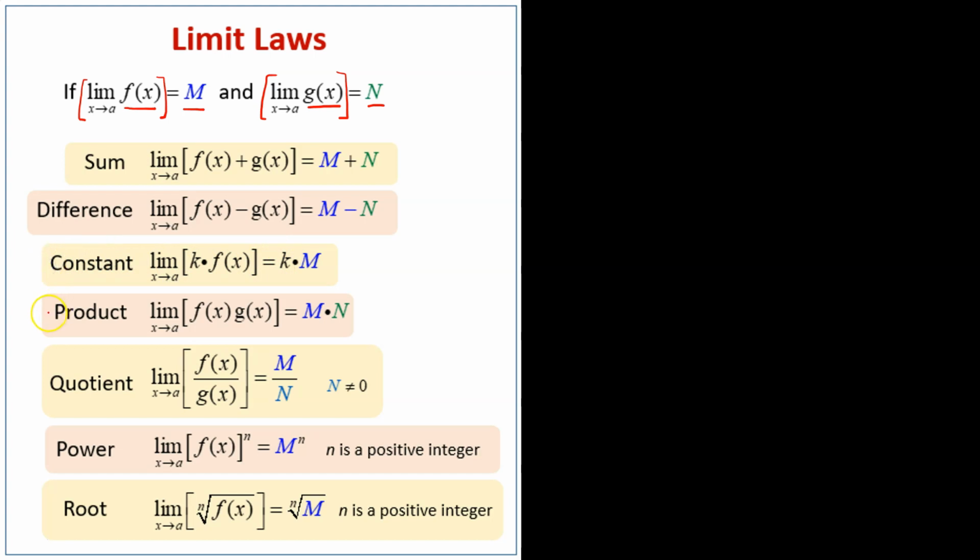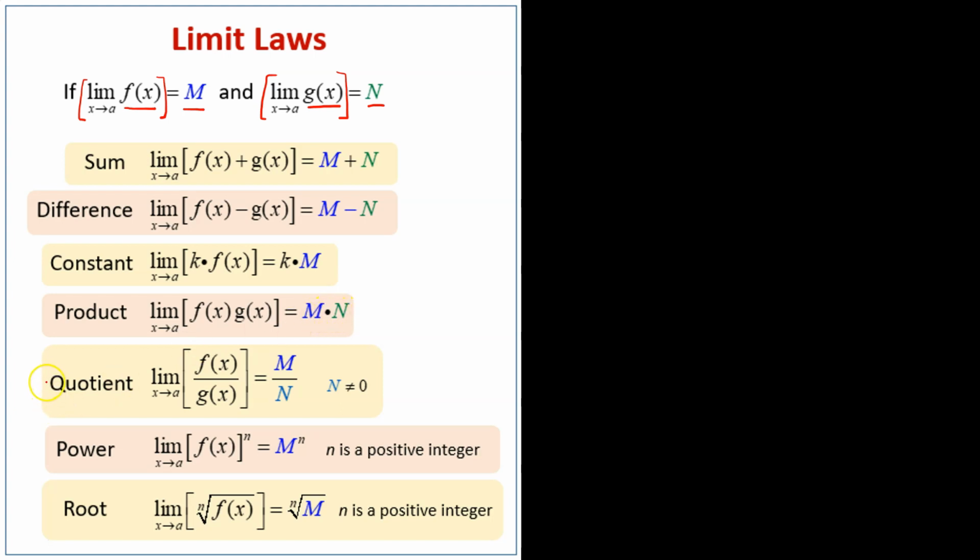Next, we have a product rule. This says that if I have a function f and I'm multiplying it to a function g, and I want the limit of that product, I could do it that way, multiply the functions first, then apply the limit. Or if I know the limit of f and I know the limit of g, which we do, we could just multiply those individual limits. It would give us the same value.